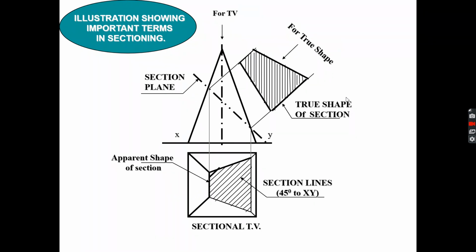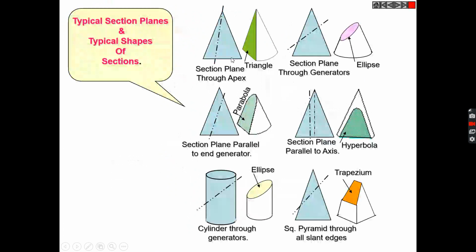So this true shape is completed. Now it is showing here typical section planes and typical shapes of sections, like we have already seen when we were learning the conic sections.